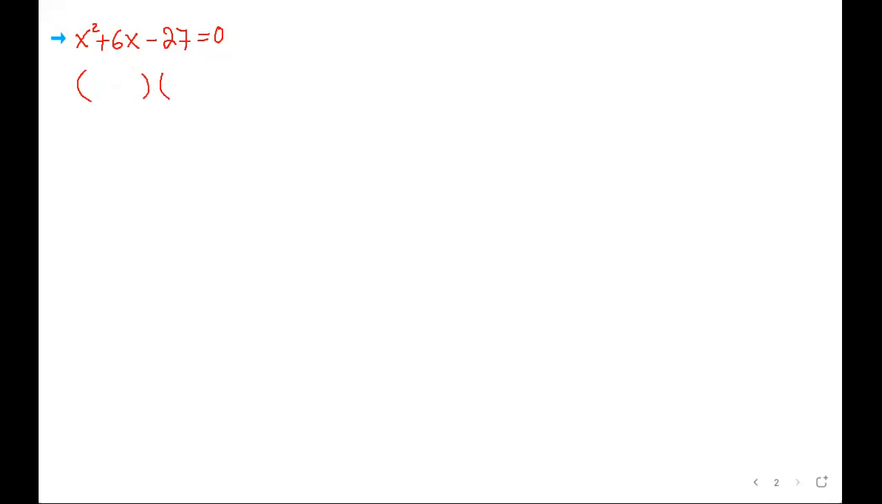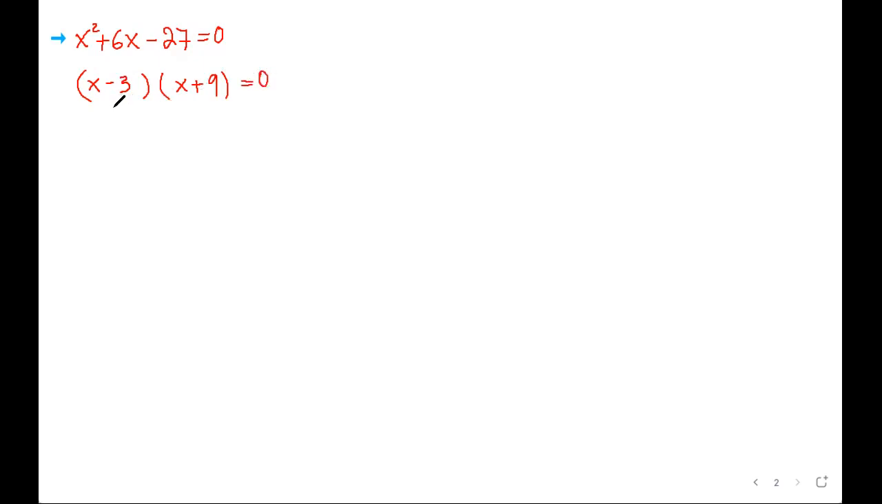So here, x minus 3 times x plus 9. Let's check. Minus 3 times 9 is minus 27. Add 9 minus 3 is plus 6, positive 6. So this is the factorization of this quadratic equation, equals 0.